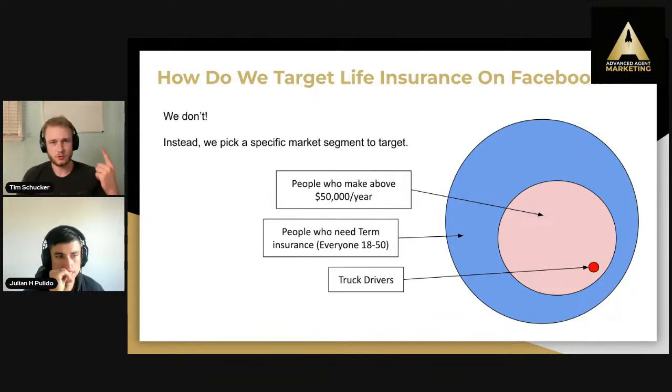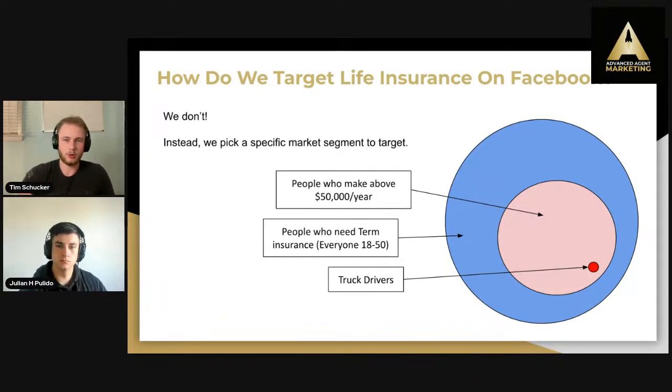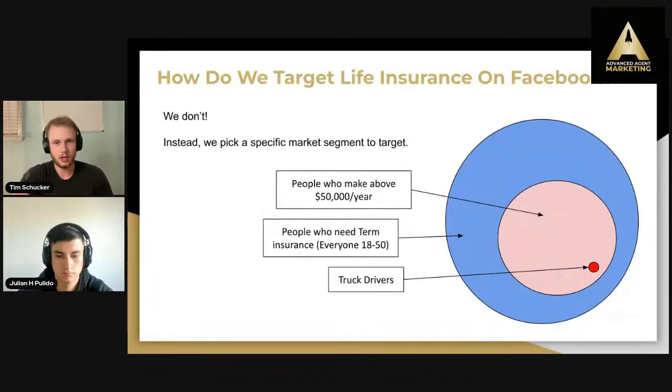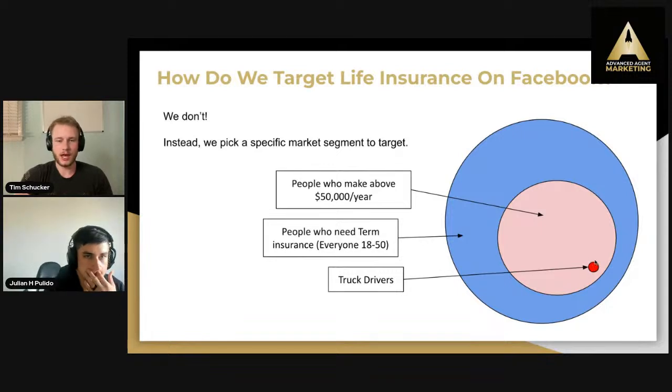Because if somebody is working, has a job, and has dependents, and they don't have term life insurance, they definitely need it. So within that, if we want to target people that have some kind of income, because obviously it's going to be easier to sell things to somebody if they have an income, then we're going to go within this red circle here, right? So here we have everyone who needs term, and then we're going to segment down, and we only want to talk to people that are making 50K a year or more. And then if we segment even further than that, we're going to pick out this little red dot that says truck drivers, right? So a good example of, sorry guys, let me pull this back up.